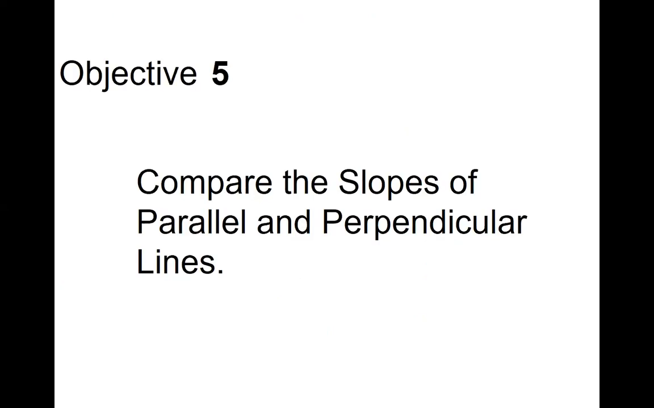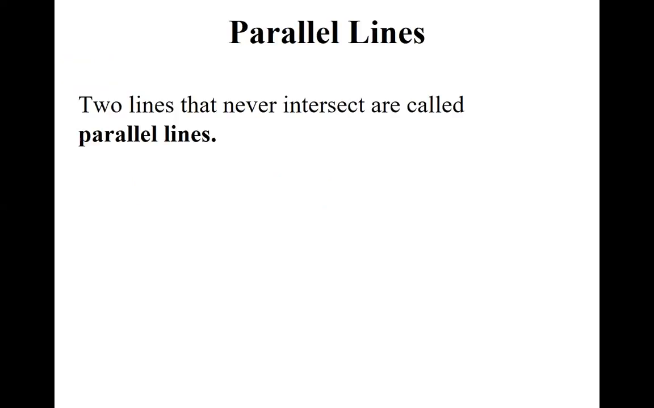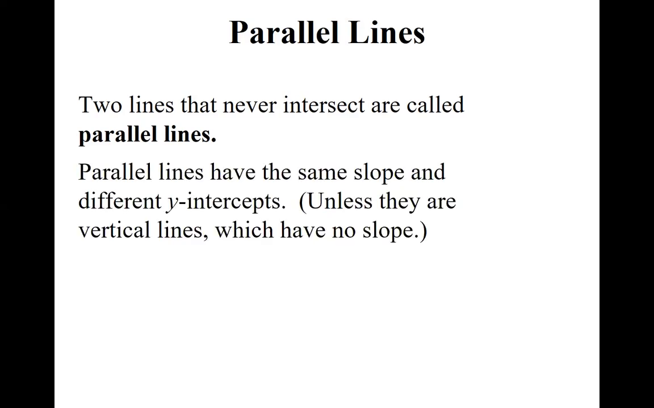Objective 5 in this topic is compare the slopes of parallel and perpendicular lines. Two lines that never intersect are called parallel lines. Parallel lines will have the same slope and different y-intercepts, unless, of course, they are vertical lines which have no slope. But even then, the slopes would both be undefined, so still kind of the same.